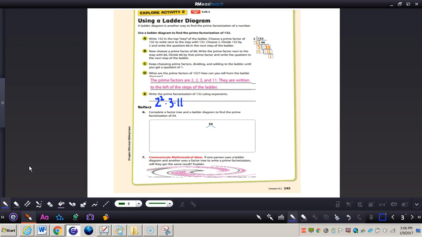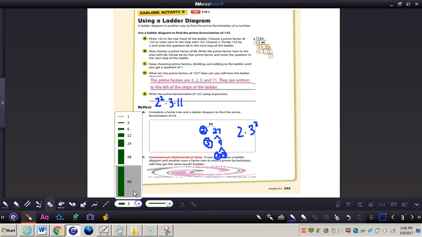Okay, let's take a look at number 6. It says, complete a factor tree and a ladder diagram to find the prime factorization of 54. Let's take a look at a factor tree. We'll do this together. So the first thing, 54 is 2 times 27. I'll circle the 2 because it's prime. I want to break down 27. I have 3 times 9. I can circle the 3. Then finally, I can break down my 9, 3 times 3. So I can see prime factorization is 2 times 3 cubed, or 3 to the power of 3.